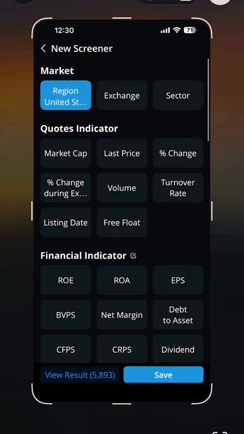I'm just playing. So look, the ROE, return on equity. Let's start with one of the most powerful ratios.